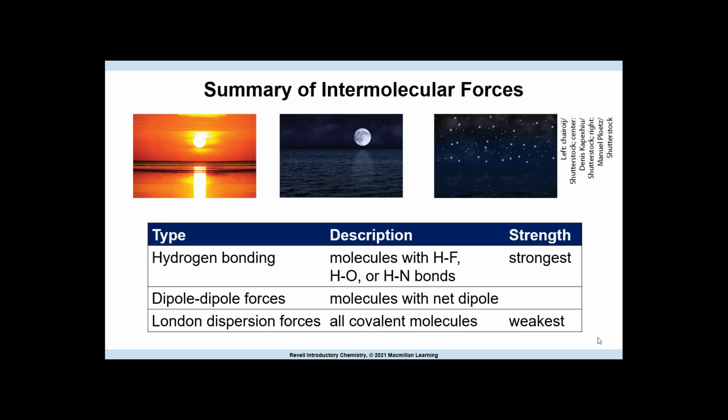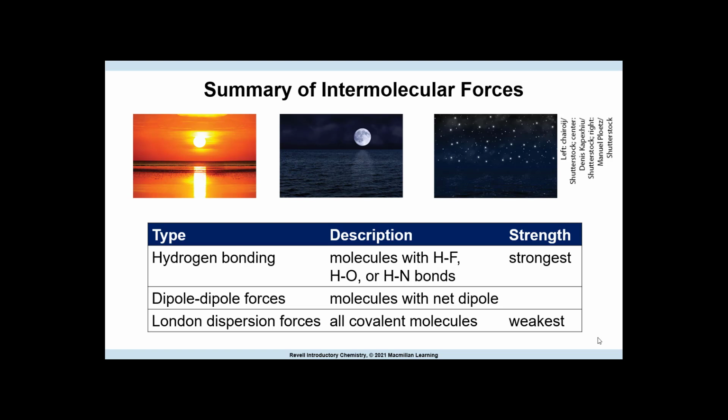Okay, so the summary. Let's briefly summarize these three types of intermolecular forces: London dispersion forces, dipole-dipole forces, and hydrogen bonds. Of these, dispersion forces are the weakest, resulting in compounds with the lowest melting and boiling points. Hydrogen bonds are the strongest, resulting in compounds with the highest melting and boiling points. When describing interactions, we often focus on the strongest force between them.